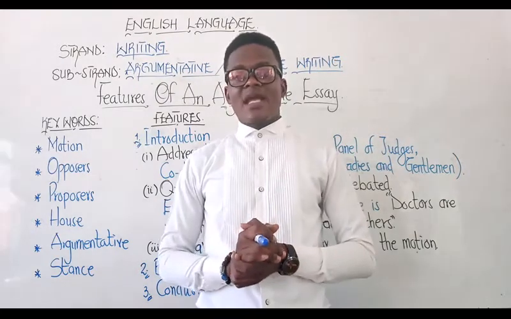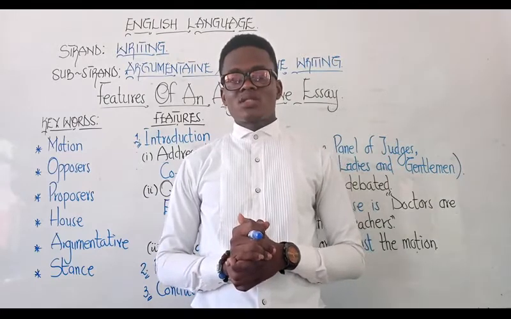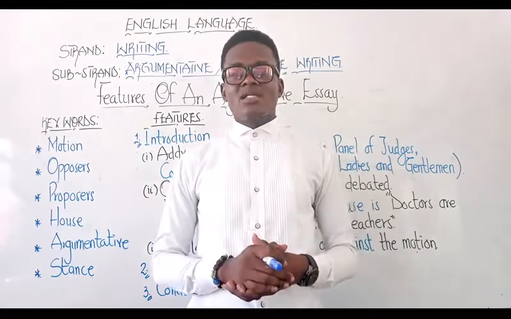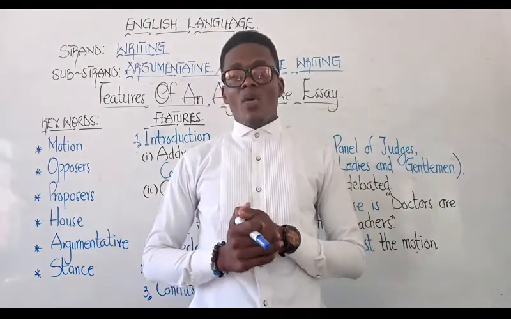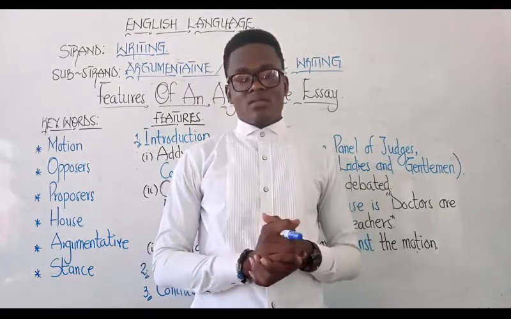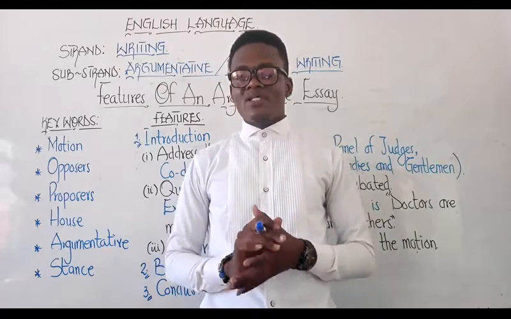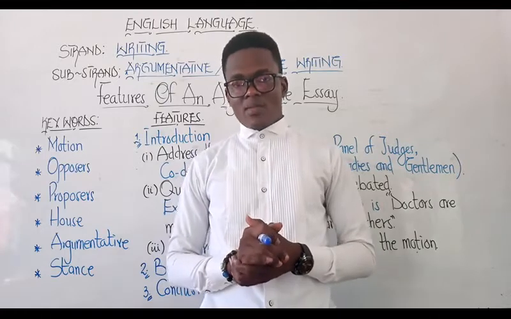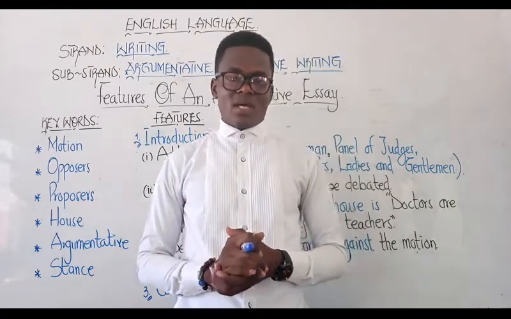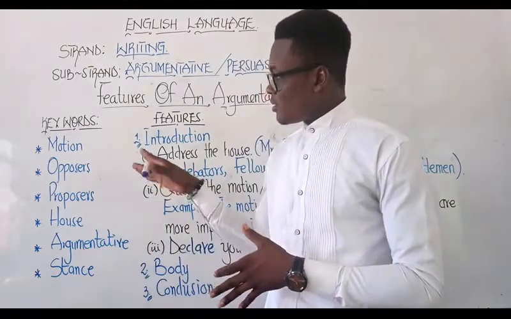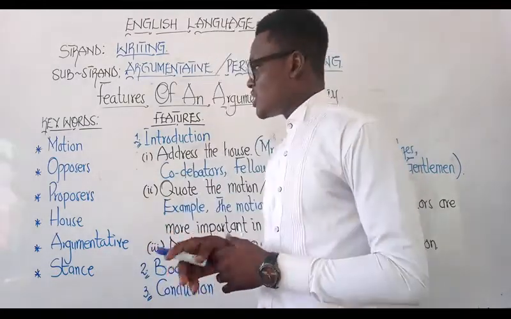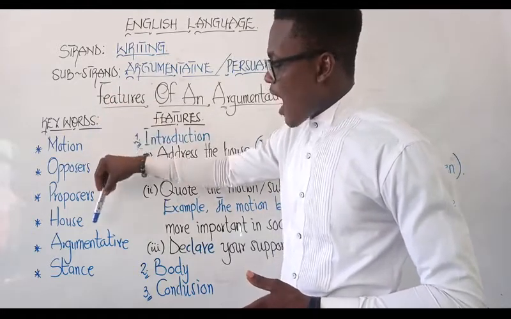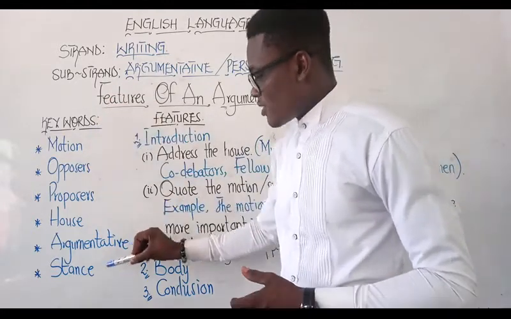Today we have English language, and our strand for today is writing, and our substrand is argumentative essay or persuasive essay or writing. Basically, we'll be looking at the features of an argumentative essay. But before we look at that, let's quickly look at the keywords regarding today's lesson. We have motion, opposes, proposes, house, argumentative, and stance.